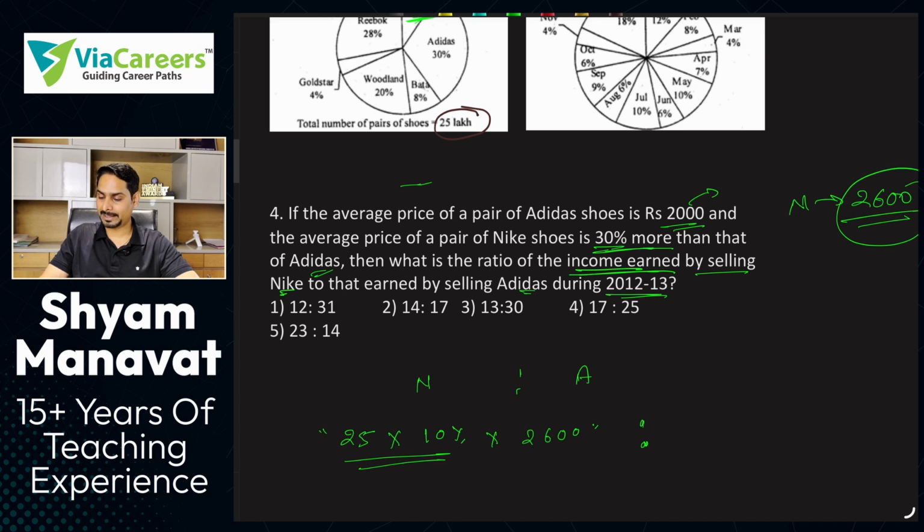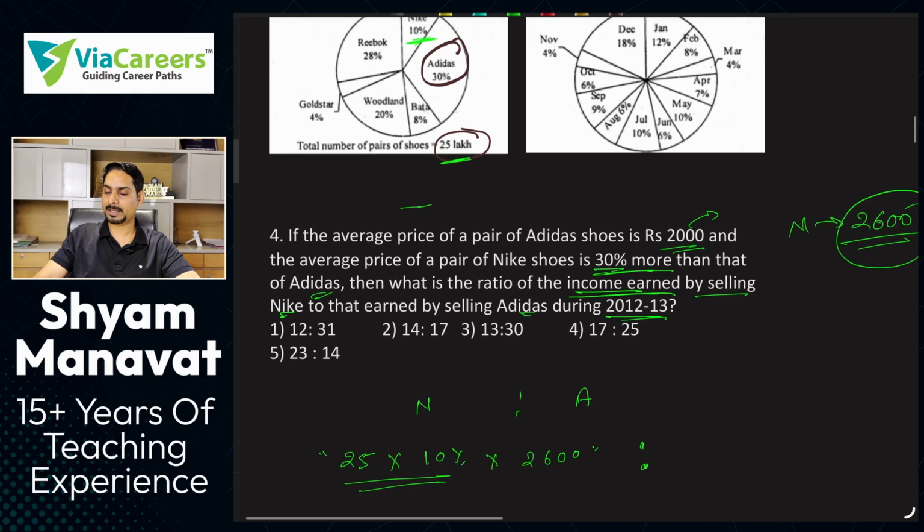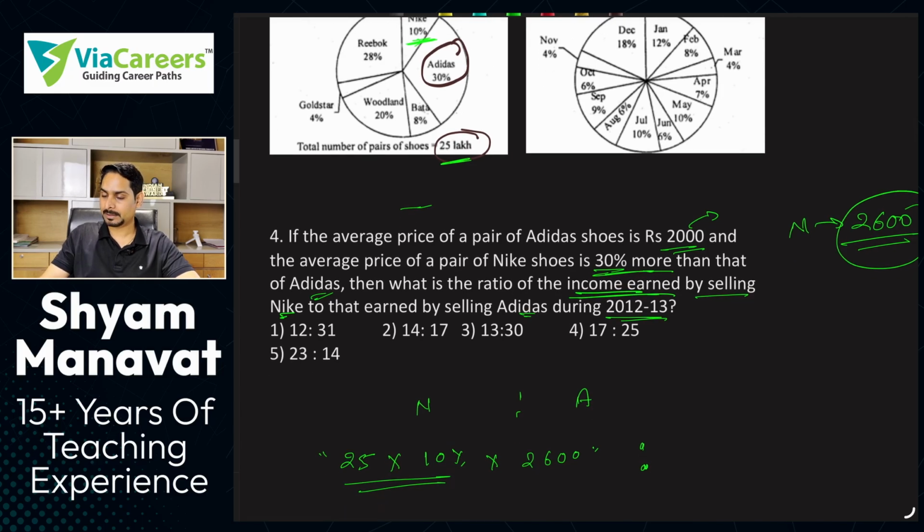Next we have Adidas, the number of pairs of shoes. Here the total is 25 lakhs, out of which Adidas is 30%. Here you can see 30%. Okay, so let's see. Adidas is 30% of 25 lakhs.